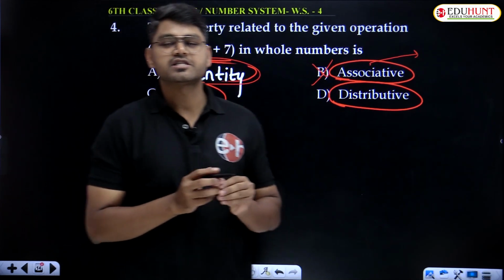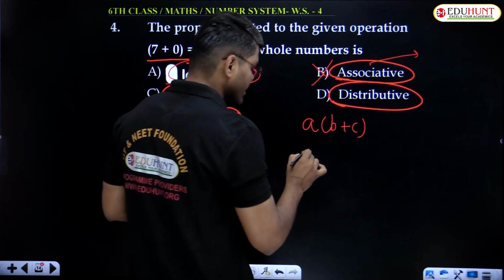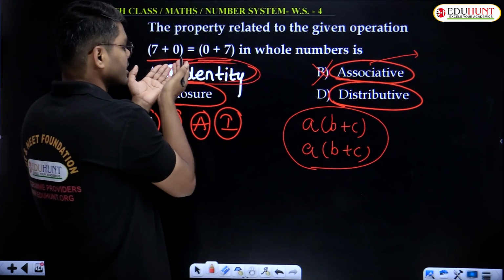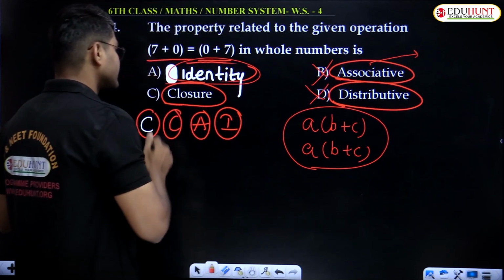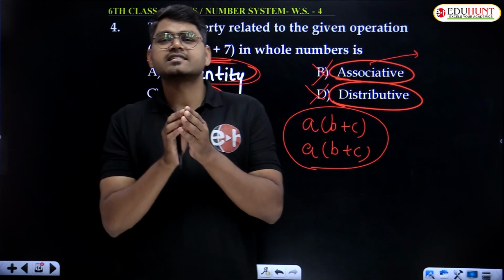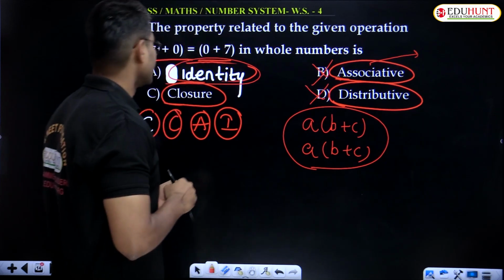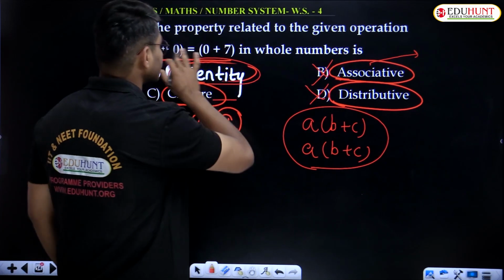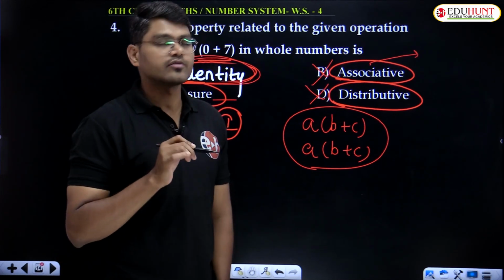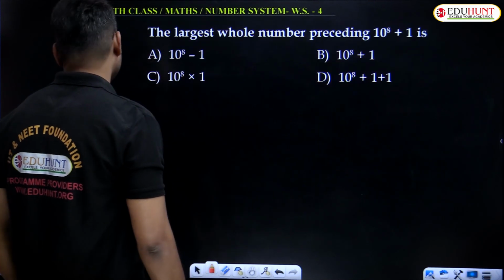And distributive property. In distributive property we see A into B plus C or A into B minus C in this manner. But it is not here, so this is also not the correct option. Next, closure property. Closure property in addition means, for example, in whole numbers, the sum of 2 whole numbers must be a whole number. Yes or no? So here closure property will not satisfy this one. So here the identity, which identity? Additive identity. Identity property it is. Okay, students, did you understand? Let's move on to the next question.